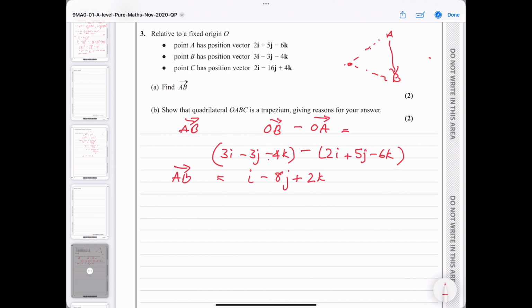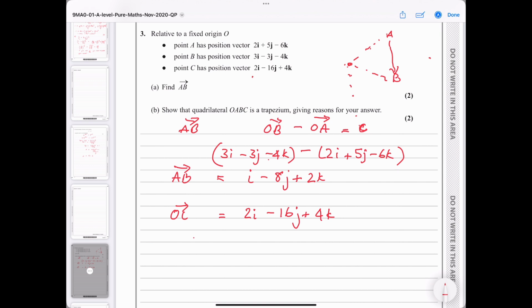So AB equals that. Now show that OABC is a trapezium and give reasons for your answer. So if AB equals that, so then OC equals 2i minus 16j plus 4k.